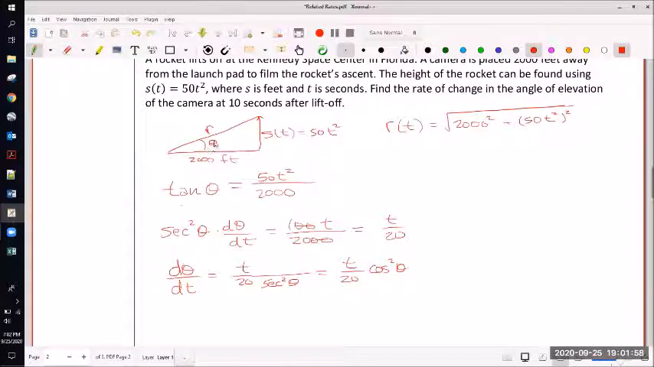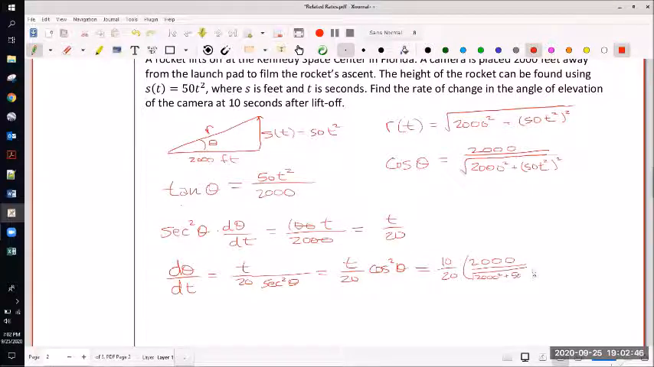For the cosine, we'll just look at the triangle here. The cosine is equal to the adjacent side divided by the hypotenuse. So the cosine of theta is going to be equal to 2,000 over our r of t, which is the square root of 2,000 squared plus 50t squared squared. So we'll put that in here. At t equals 10 seconds, we'll put that in there, and then we'll have the cosine squared, which is this. So we'll have 2,000 over the square root of 2,000 squared plus 50 times 10 squared, which is 100. So that'll be 5,000, and we'll square that. And then we'll go ahead and solve that.